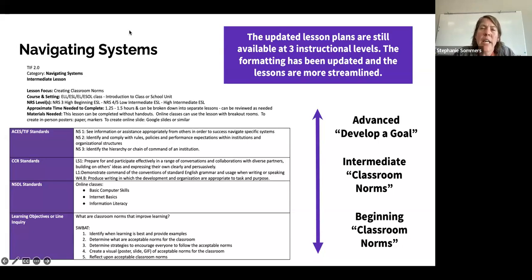For the navigating systems lessons, the activity for the three levels is to develop a goal. That's for the advanced students, and then intermediate level and beginning level students would work on classroom norms. Okay, so again, Gail chatted out the link earlier. You can also find it on the Atlas website under the ACES resource library to check out these newly updated lesson plans.